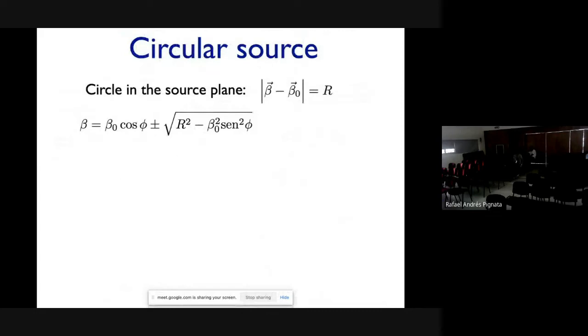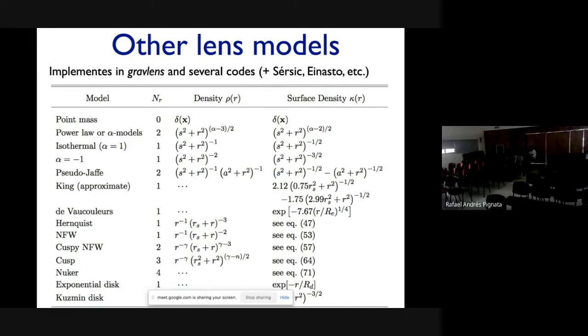As I said, it's a good approximation, but in practice, there are many other models that are used. Of course, the Navarro-Frenk-White model is used. Other models that have been used in the literature to model the lenses include the Sérsic profile for the mass density and the NFW profile for the mass density, and these are available. In this case, the deflection angle is numerical. You have to compute it numerically. It's just integrals, and it's implemented in many codes.